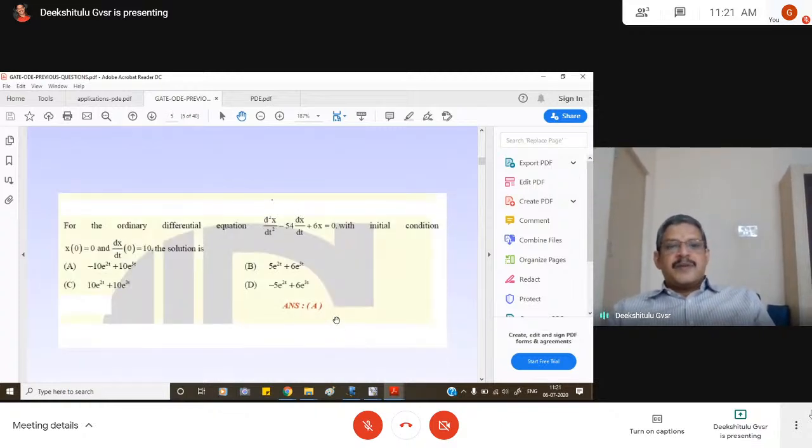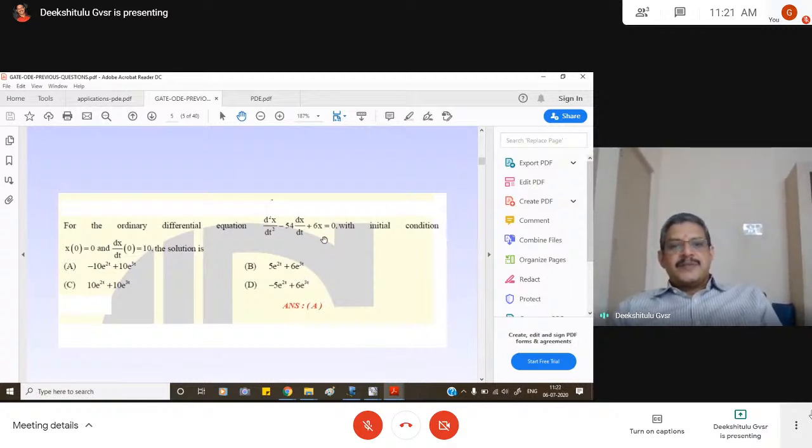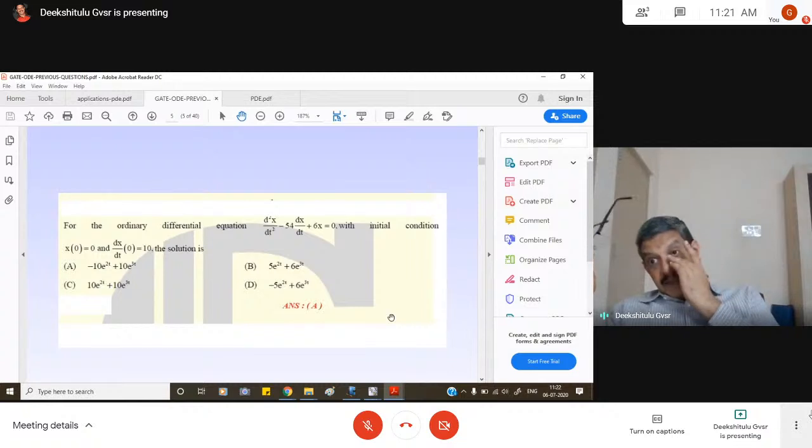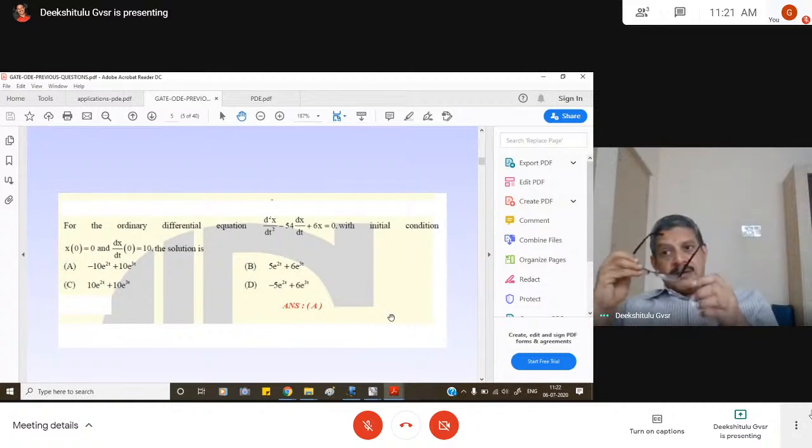For the ordinary differential equation d square x by dt square minus 54 dx by dt plus 6x is equal to 0 with the initial condition. While doing problems, we think the problems are very lengthy, but don't be under that impression. Problems of equal measure and magnitude are being asked in the examination. See this problem. You have to find the complementary function first. Then you have to use the initial and boundary conditions, substitute, and get the solution. So what we have discussed is not too lengthy.